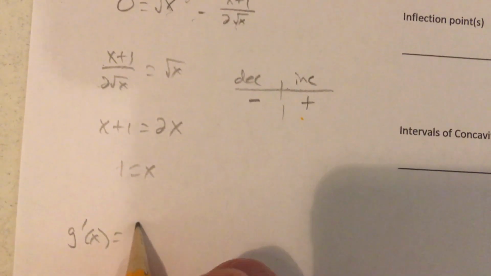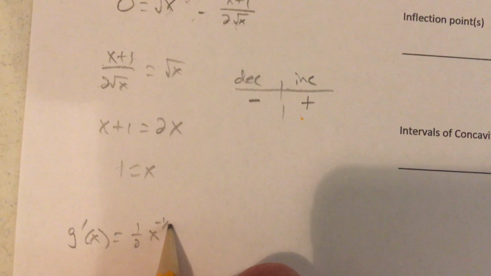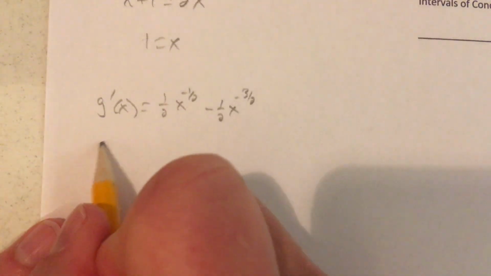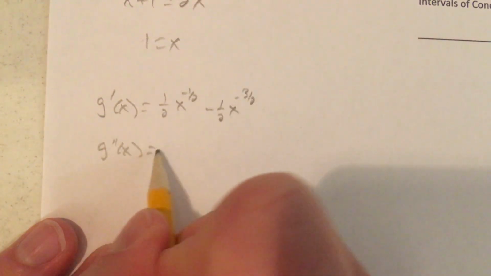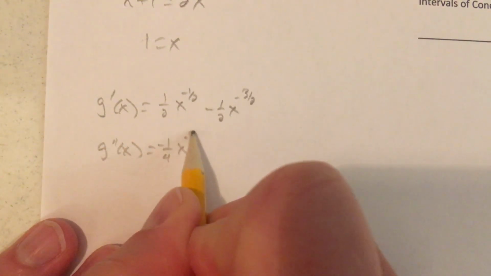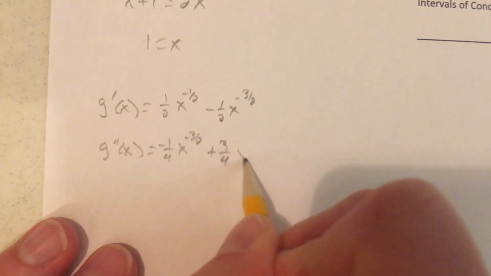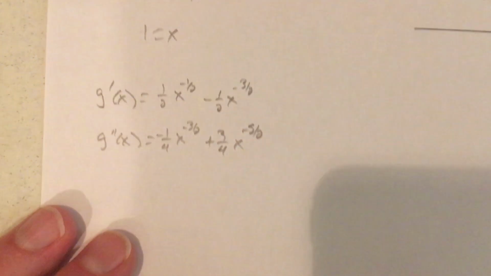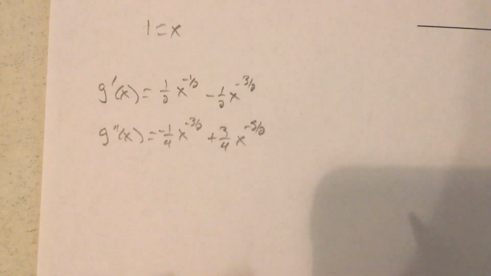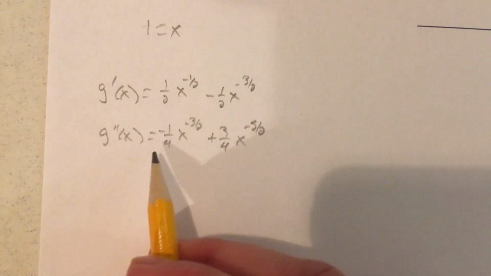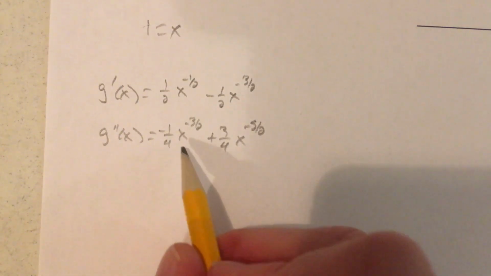So my derivative would be 1/2 x to the negative 1/2 minus 1/2 x to the negative 3/2. And then my second derivative will be negative 1/4 x to the negative 3/2 plus 3/4 times x to the negative 5/2. All right. Now, again, you might think, well, how does that make life any easier? And maybe in some ways it doesn't. But I think what you're going to see is a little bit of a clever trick.